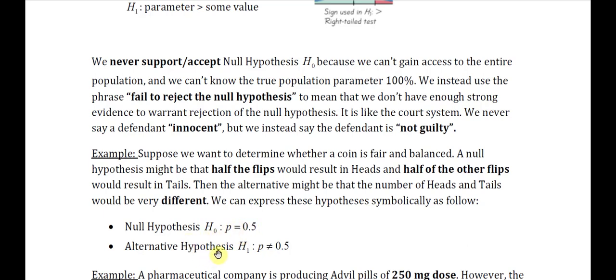And then the alternative hypothesis should be that something is different from the null hypothesis. We don't say that there are more heads or more tails, so it should not be the left or the right tail. We just say that the number of heads and tails would be very different, and different means that we use the symbol for not equal, the equal sign with a slash.